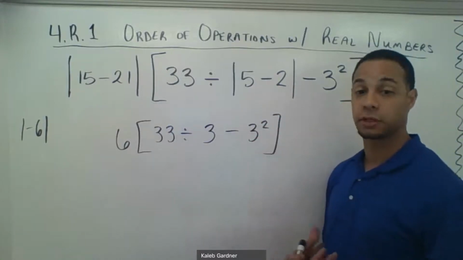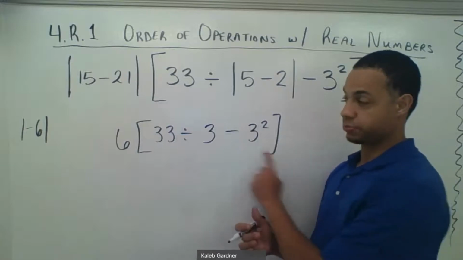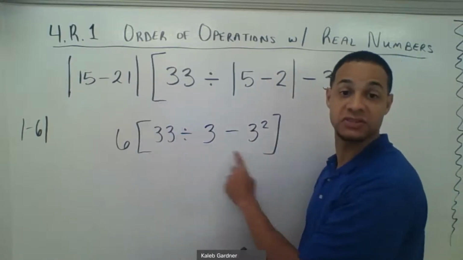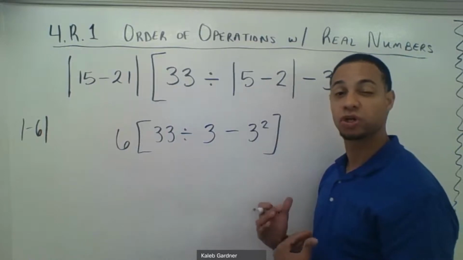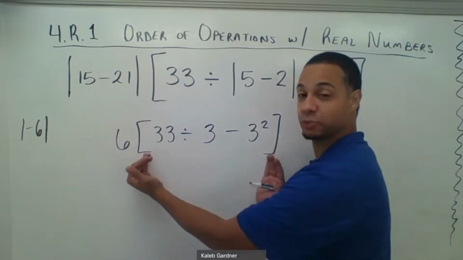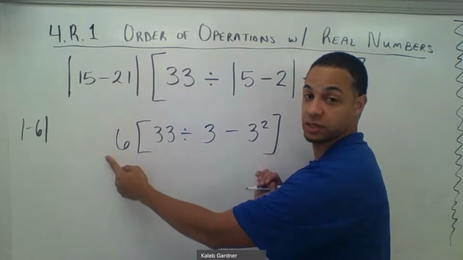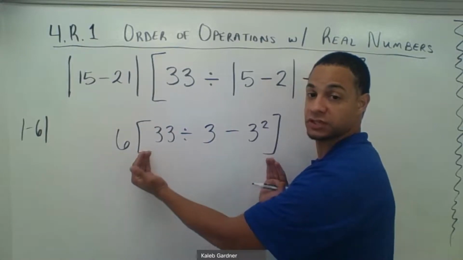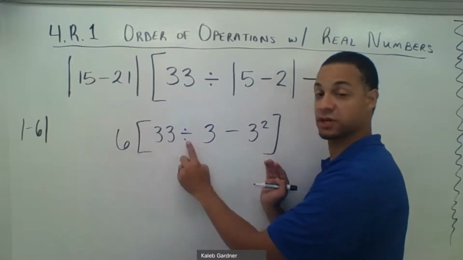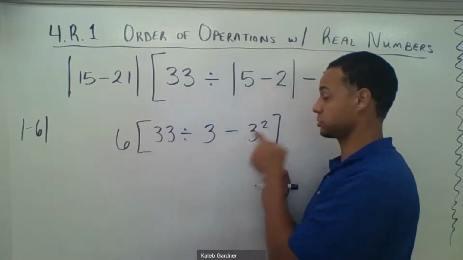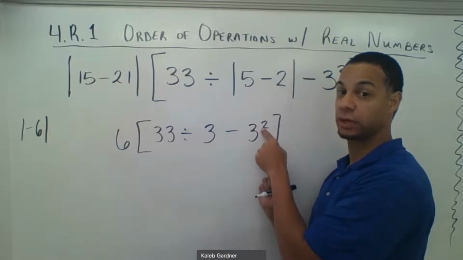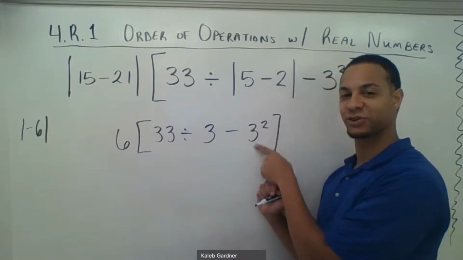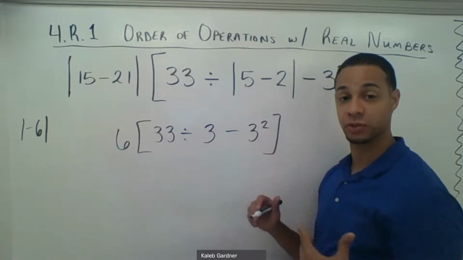Okay, I'm going to make a statement here. See these brackets? They're treated the same way that we treat parentheses. So we're going to do everything inside the parentheses before we touch this 6 again. Let's look inside the parentheses. I see division, subtraction, and an exponent. So the exponent goes first, right? 3 squared is 3 times 3, which is 9.